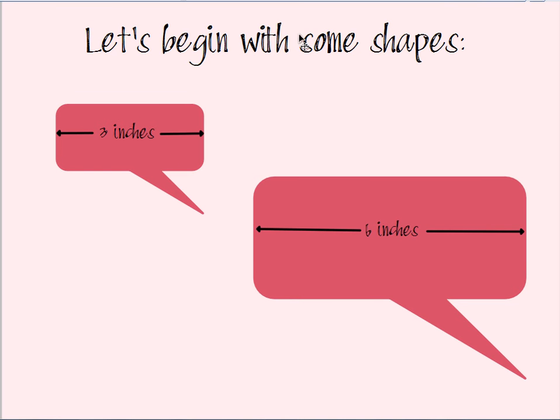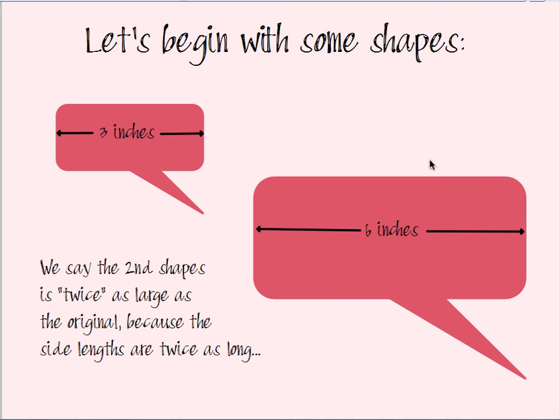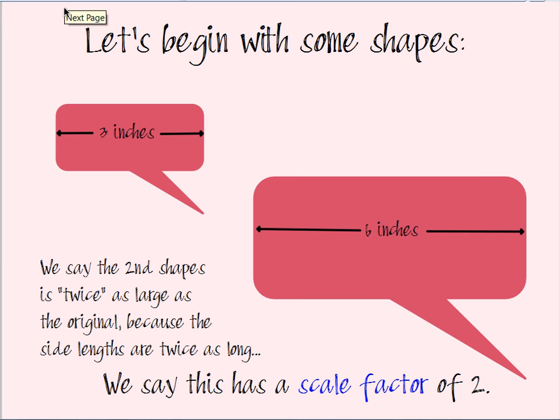Now I gotta tell you that because these are exactly the same shape, they are called similar. It doesn't mean that they're exactly the same size, it just means that they're the same shape. We're going to say that the second shape is twice as large as the original because the side lengths are twice as long. So we're going to say that this transformation has a scale factor of 2.